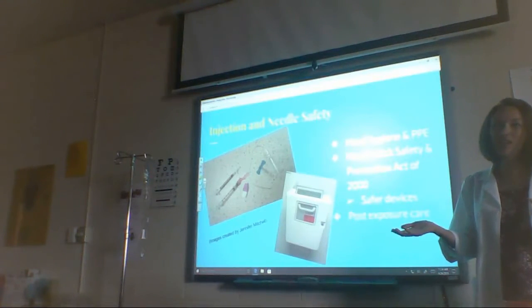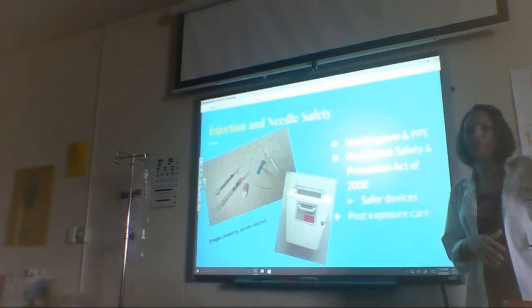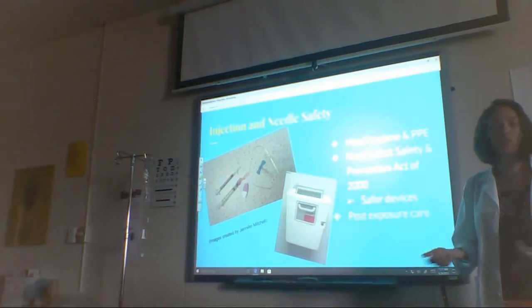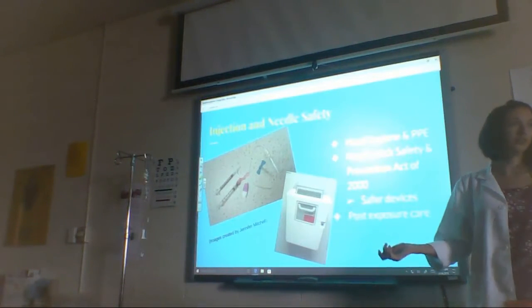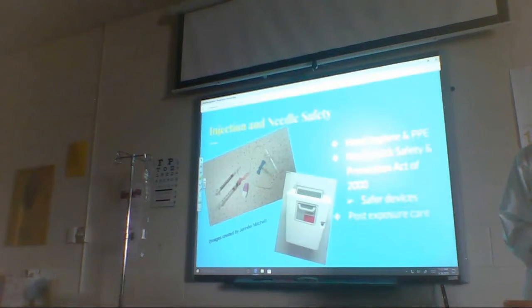How many people have ever had a dirty needle stick? Half of us in this room have. Was it through anything necessarily that you did wrong? No. Sometimes it just happens. So, the Needle Stick Safety and Prevention Act of 2000 came about through the Safe Needles Save Lives campaign that was launched by the American Nurses Association.